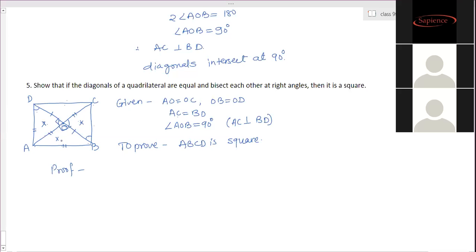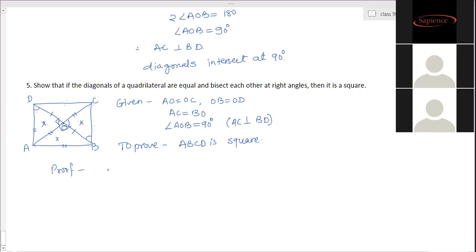Now again we have to prove angle DAB and angle CBA, that is, triangle DAB and triangle CBA we have to prove congruent. By that, angle A and angle B we will prove 90 degrees. So in a rhombus, if one angle is 90 degrees, then it is a square. So this way, three congruencies we have to prove.